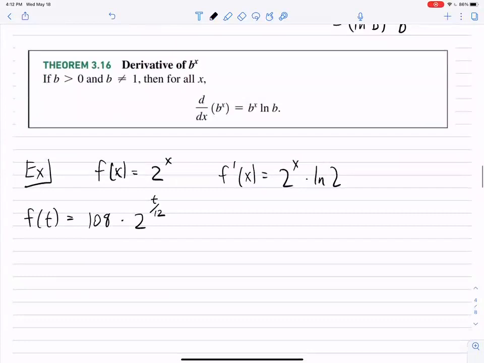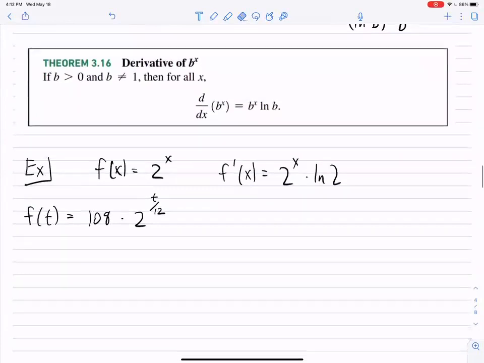How about if we do a more complicated one? So how about this guy? 108 times 2 to the t over 12. Well, f prime of t, the 108 is just a constant, so that stays the same. And then it's times 2 to the t over 12. That doesn't change. Times ln of 2, because that's the base. You have to multiply by the ln of the base.